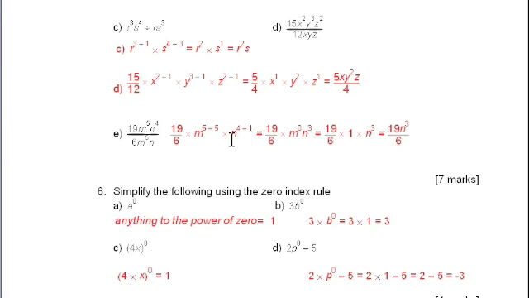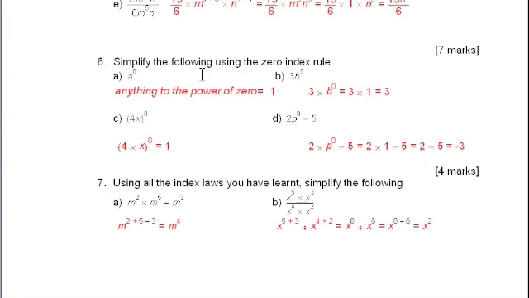And we've got m, 5 minus 5 is 0, m to the power of 0. 4 minus 1 is 3, n to the power of 3. So what we've got is 19 over 6 times 1, which is the m to the power of 0, times n to the power of 3, which we can write in a compact form as 19n cubed all over 6.